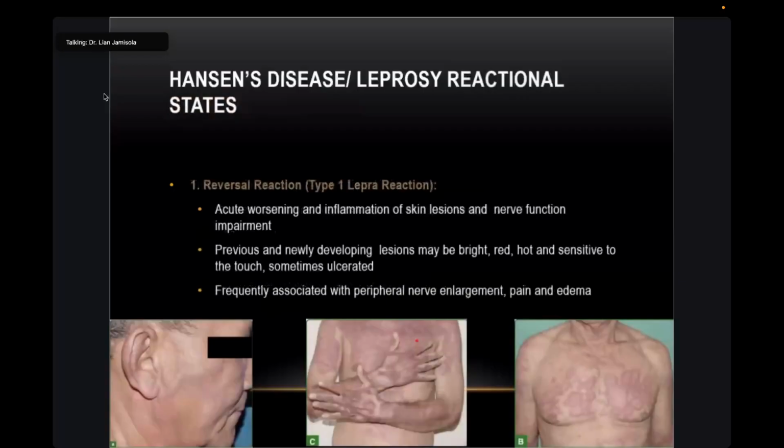What you have to know is in reversal or the type 1 leper reaction, there's acute worsening and inflammation of the skin lesion, and there's nerve function impairment. This is important because we have to be early in diagnosing this and treat the inflammatory reaction right away, to prevent a worsening of the nerve function impairment. It might lead to paralysis or total anesthesia that won't recover. So we have to treat that.